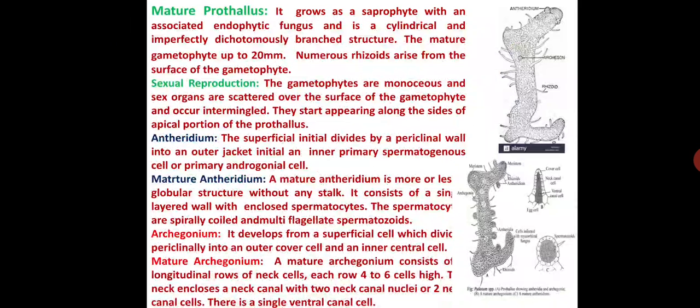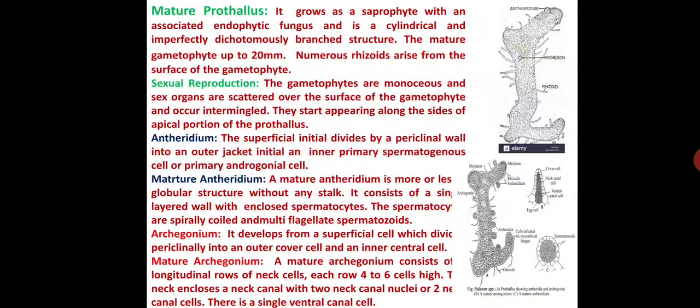Next we discuss the mature antheridium. A mature antheridium is a more or less globular structure without any stalk. It consists of a single layered wall with enclosed spermatocytes. The spermatocytes are spirally coiled and multiflagellate spermatozoids.